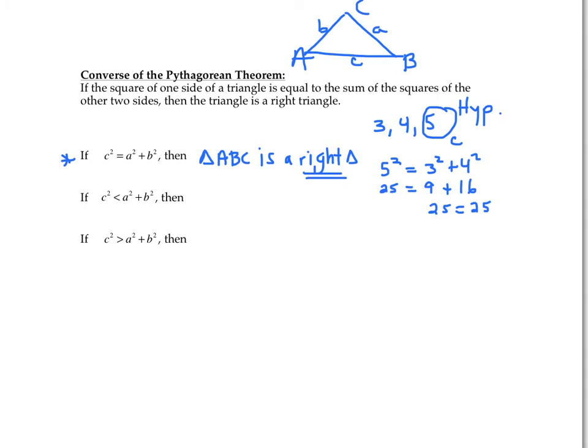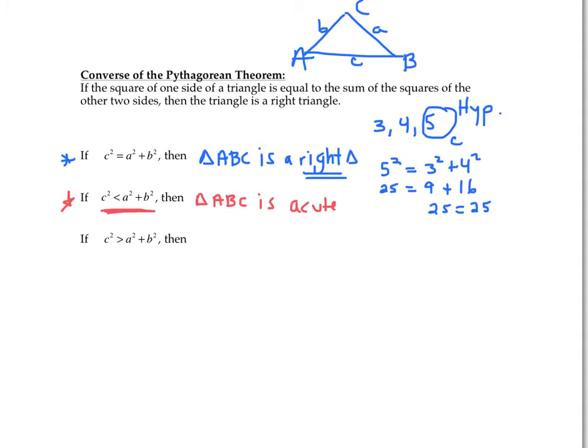Now, if you plug the numbers into the Pythagorean theorem, and instead of it being exactly equal to c squared, if you find out that c squared is less than the sum of a squared plus b squared, then that means that your triangle ABC is acute. Right, that means that all three angles would be less than 90 degrees.